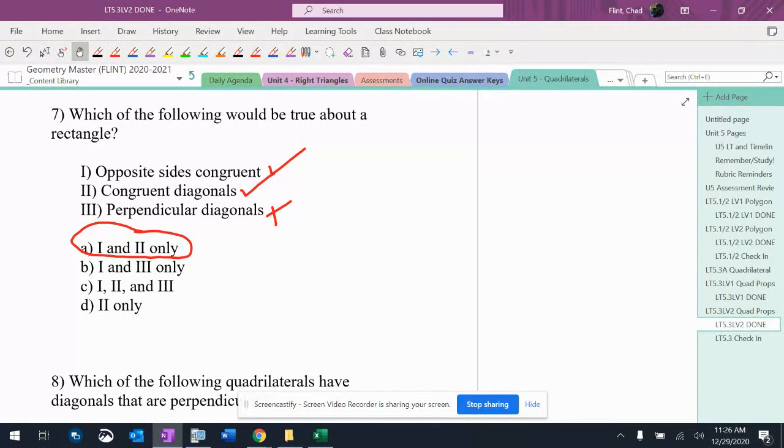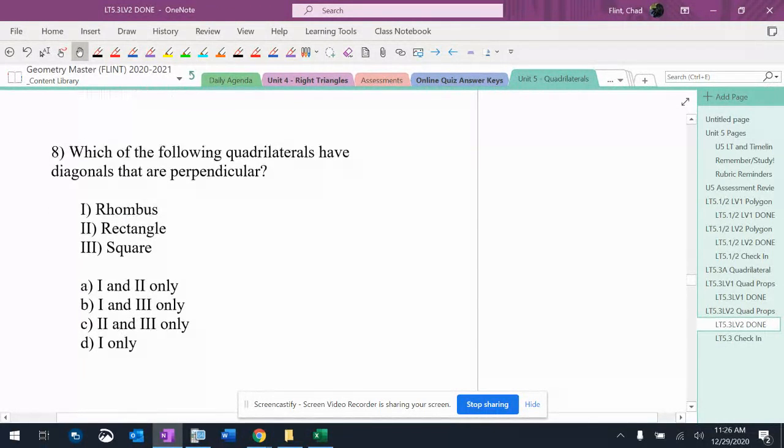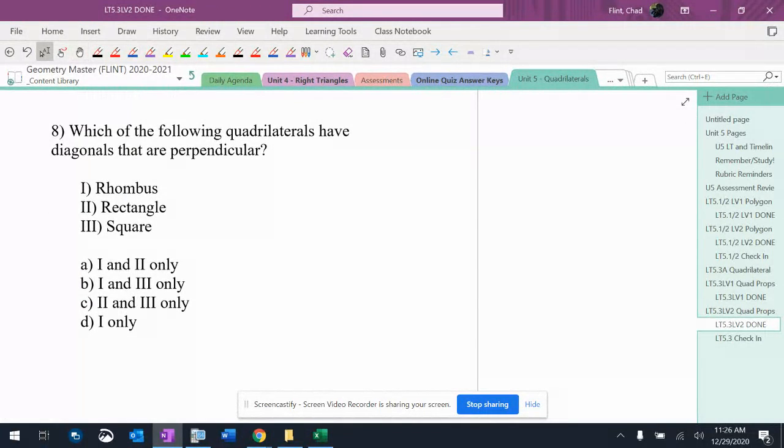And this is really, if you can get these right regularly, then you probably understand the properties at a level that's really, really good for this class. These are probably a little bit harder.